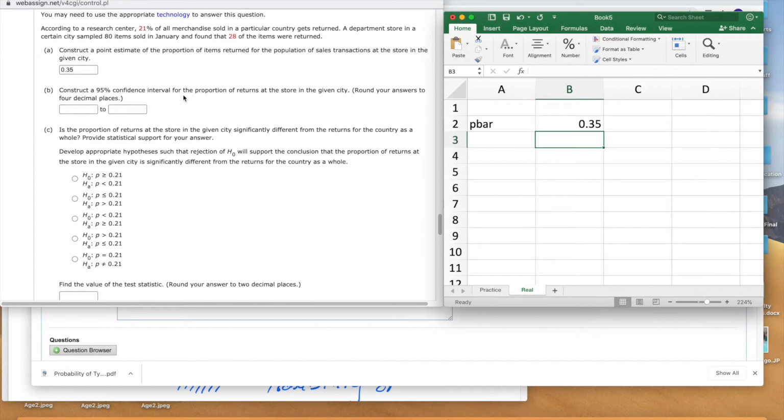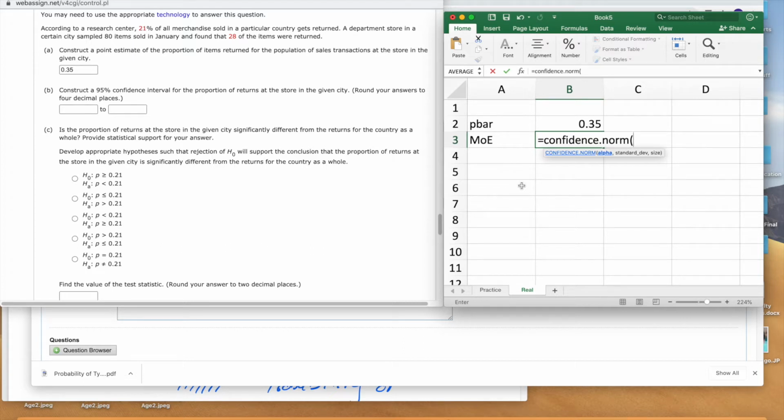Construct a 95% confidence interval for the proportion of returns of the store in the given city. So we need a margin of error to do a confidence interval. I'm going to use the built-in formula in Excel for that. We're going to do CONFIDENCE.NORM. We're doing norm and not t because we're doing a proportion problem, and we pretty much always use z in a proportion problem. There's weird cases where you don't, but I don't think you ever confront those in this class.